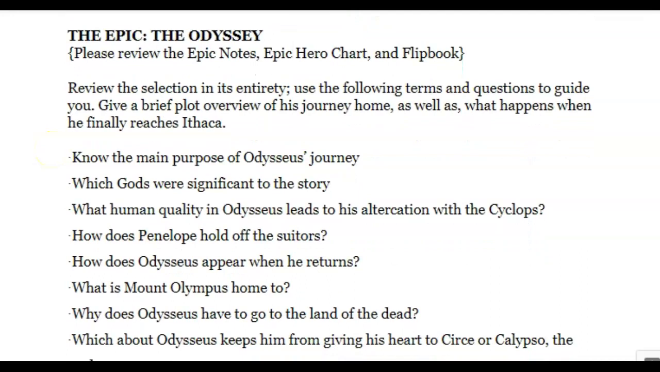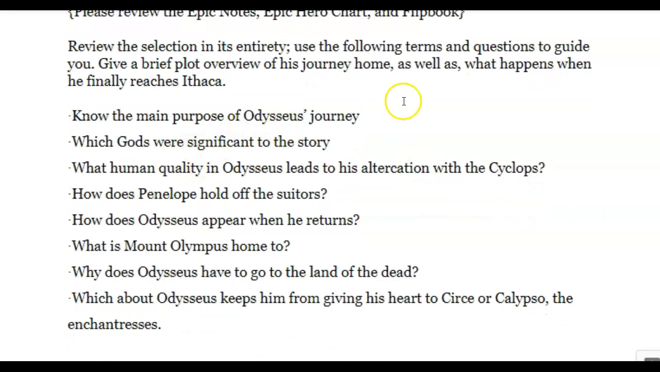All right, so what is an epic? Make sure you know what an epic is. Know the main purpose of Odysseus' journey. Where was he trying to go? He was trying to make it home. Which gods were significant to the story? Well, I'm going to say that there were 3 main ones, okay? The goddess that helped him the most was Athena. And then Zeus did help him. And then Poseidon, he was very important because Odysseus made him mad. And the last thing you want to do when you're trying to get home by boat is make the god of the seas mad. And he does that.